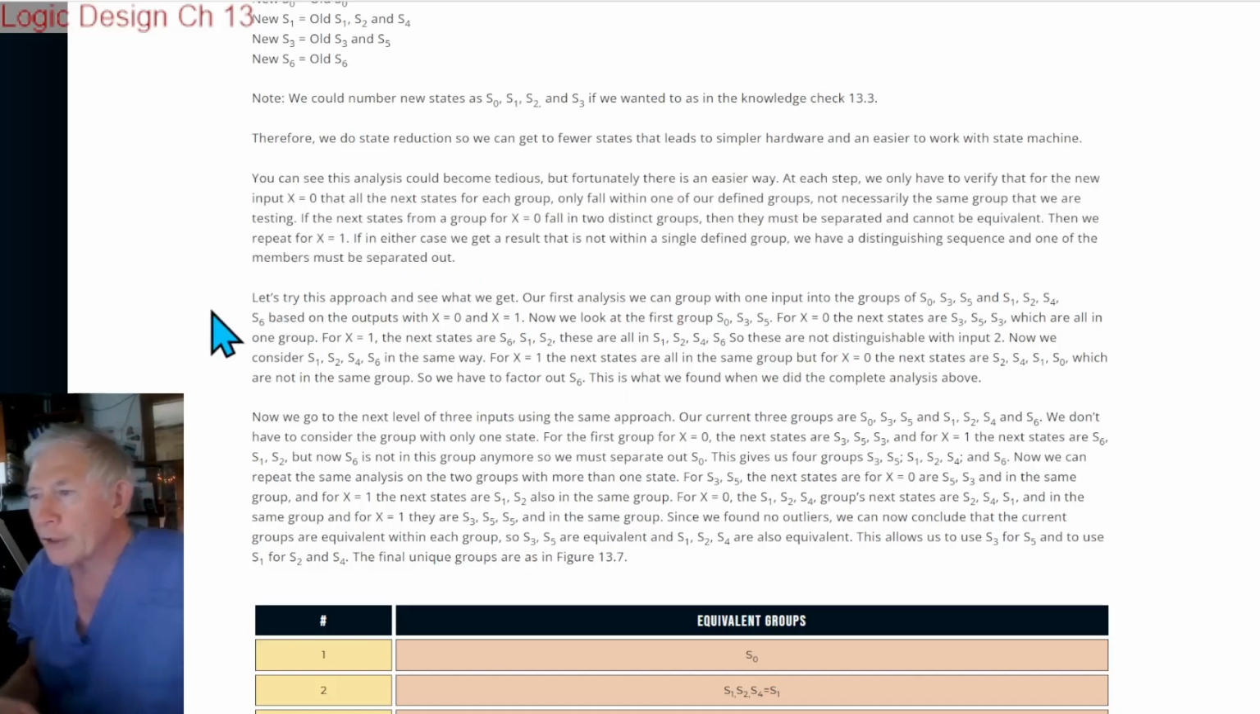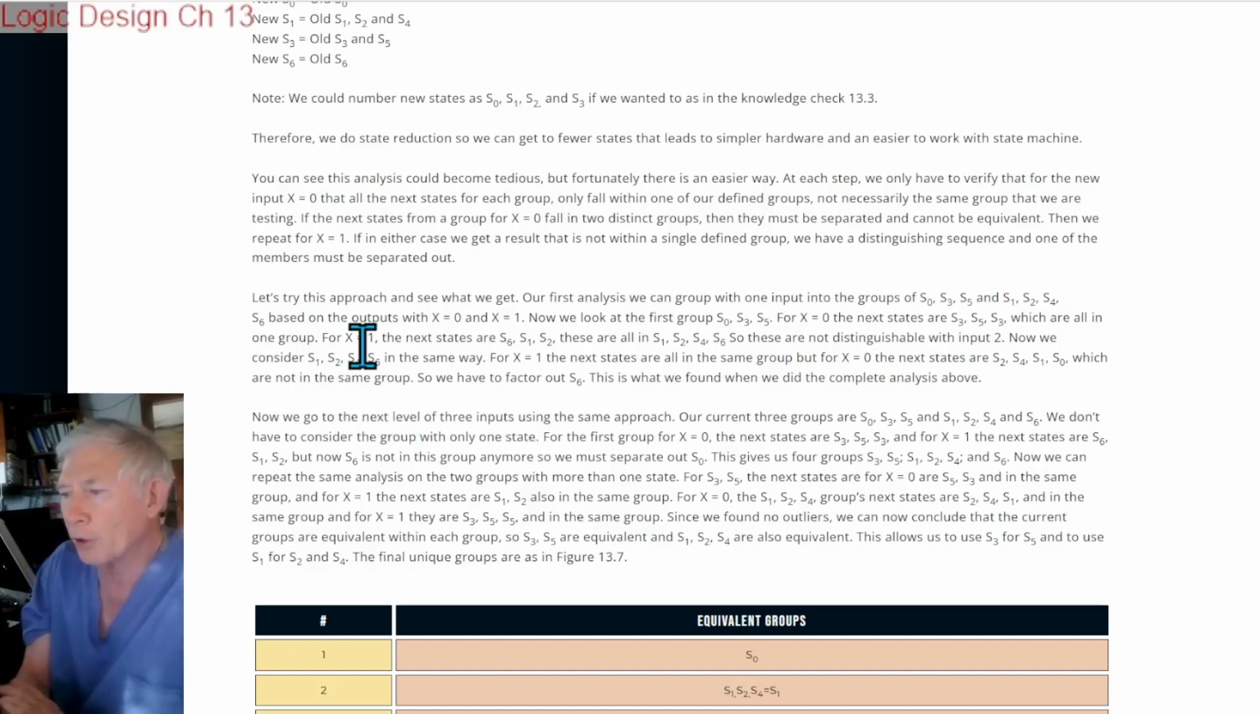Okay, so you can see that this analysis could become tedious, but fortunately there's an easier way. At each step, we only have to verify that for the new input x equals 0, all the next states for each group only fall within one of our defined groups, not necessarily the same group that we are testing. And if the next states from a group for x fall into 2 distinct groups, then they must be separated and cannot be equivalent. And then we can repeat for x equals 1. And if in either case we get a result that's not within a single defined group, we have a distinguishing sequence. So that's kind of what we did. So let's try this approach and see what we get.